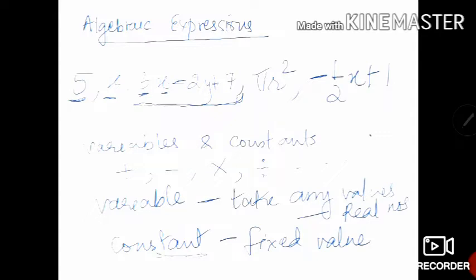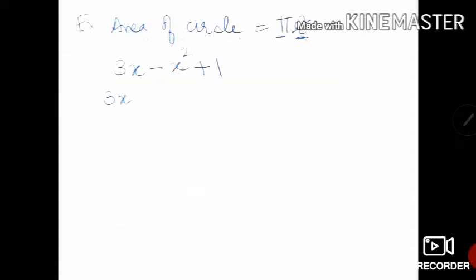An algebraic expression has parts that are separated by minus and plus. These parts are called as terms. So 3x is a term, minus 2y is the second term, and 7 is the third term of this expression. In this example, 3x, minus x square and 1 are called as the terms. Notice that these terms are connected by plus and minus in an expression.